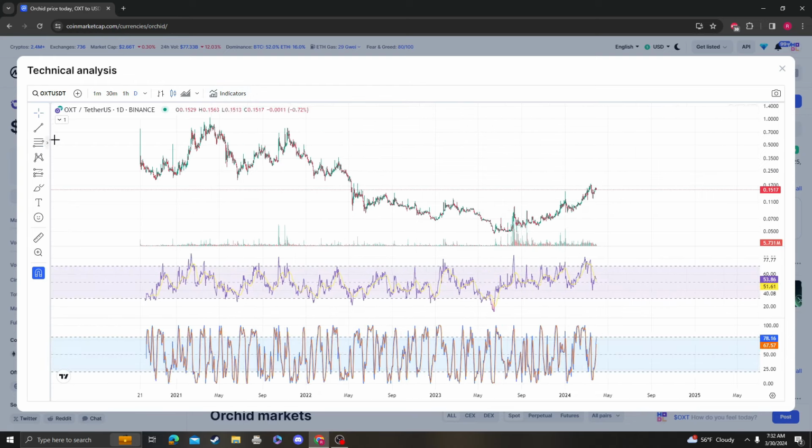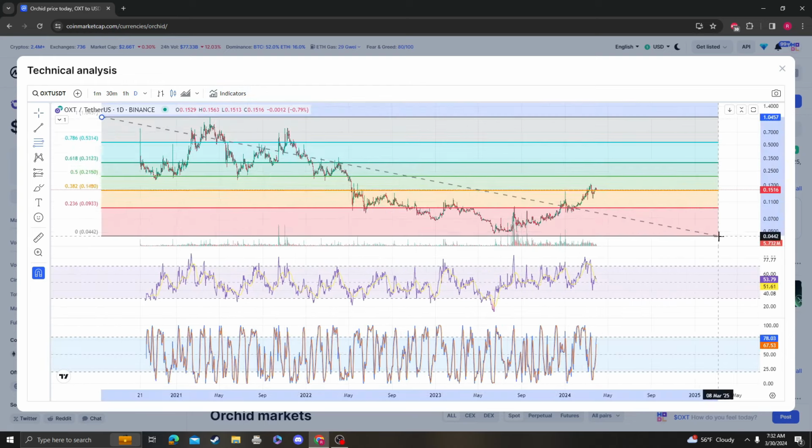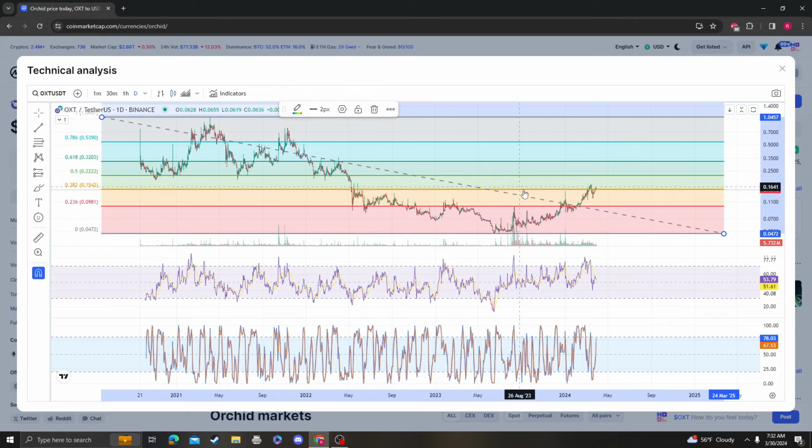RSI, stock RSI. Are we above the 236? We are. We are getting stuck at the 382. If we don't get above the 382, we're probably going to come back down and retest the 236 at around 10 cents, which I'm hoping happens because I need to buy in. And yeah, that's it. That's all I got for you.